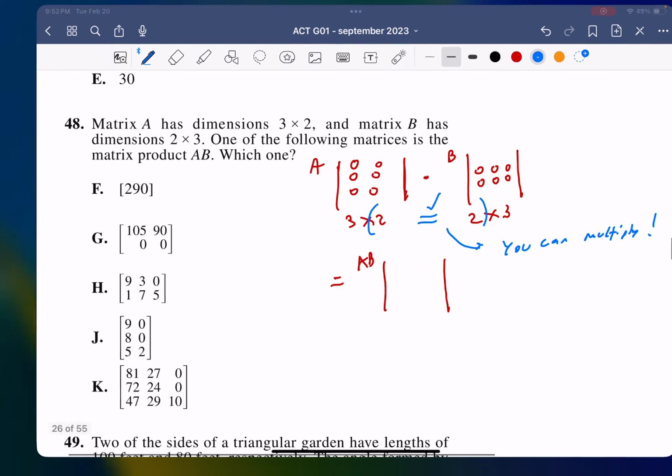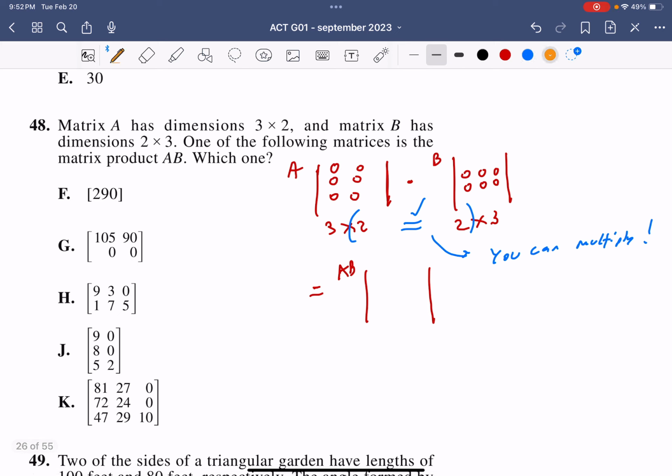And what else you can learn from this is that the outer dimensions are going to be the dimensions of your product matrix. So we're going to have a 3 by 3 down here. And the only one that has a 3 by 3 matrix is down here, answer choice K.